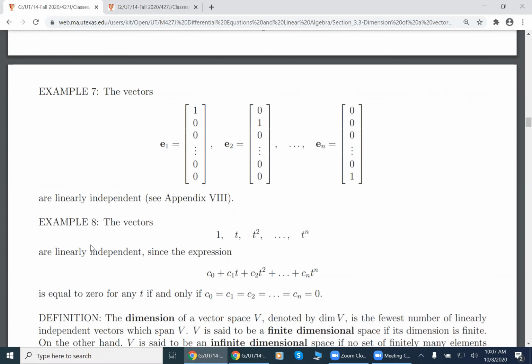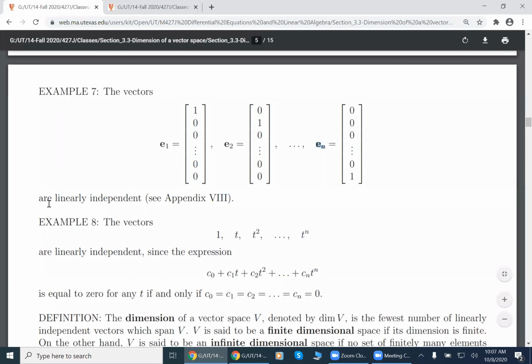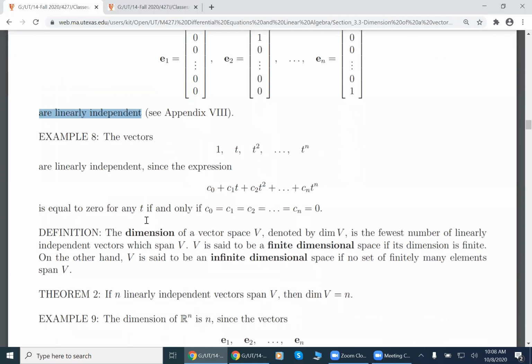Next, in the same way, we show it in Appendix 8, that vectors E1, E2, and so on, En are linearly independent. One can also show that vectors 1, t, t squared, and so on, t to the nth power are linearly independent. It is easy to show. Note that this expression is identically equal to 0, as we discussed today, if and only if all these coefficients are equal to 0. So we have only the trivial solution.